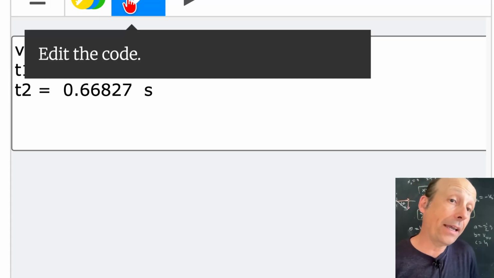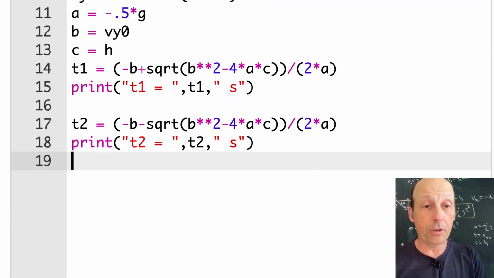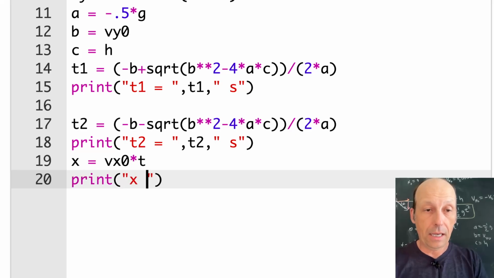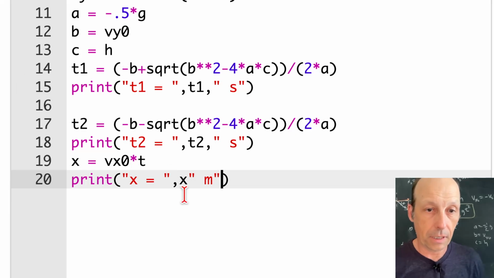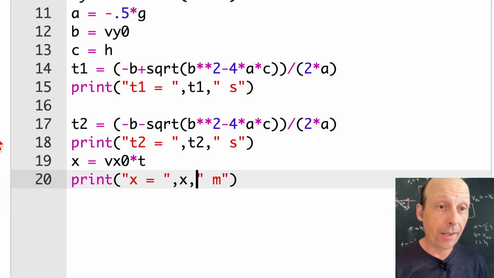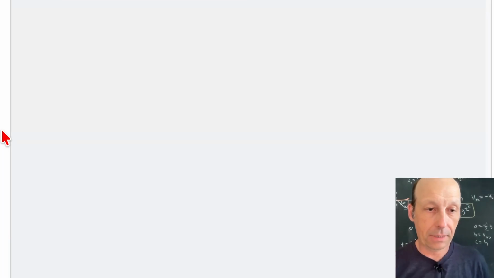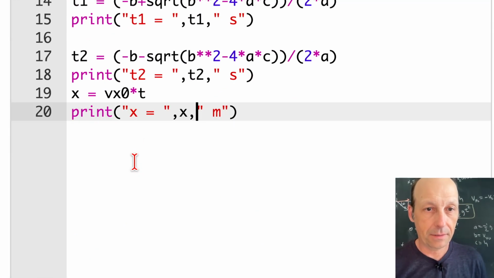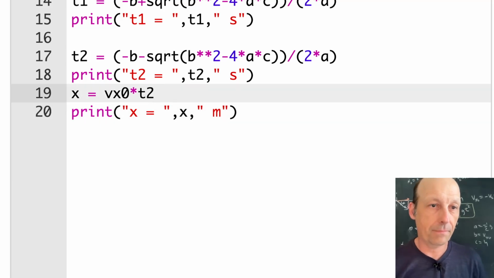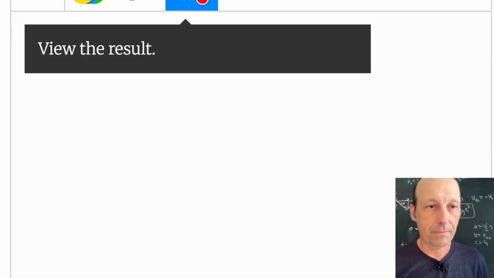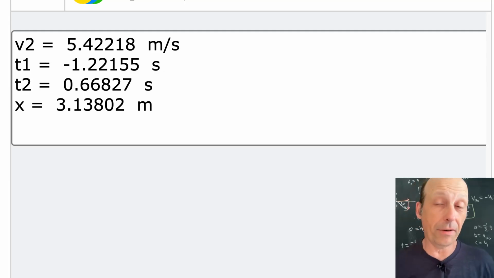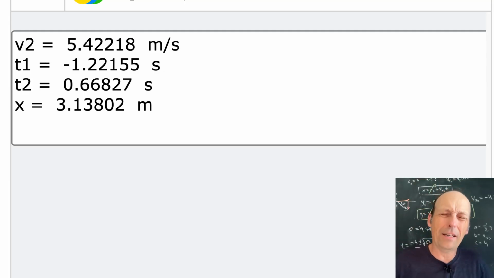0.66. Now I can go back to my original kinematic equation for the x motion, and I can say x equals vx0 times t plus x0, which is 0. I'm going to print that. x equals x meters, comma. Ooh, I almost made a third error in my Python. That would have been bad. And I did make an error. t2. 3.13 meters. That's actually pretty far, but I don't think it's too bad.